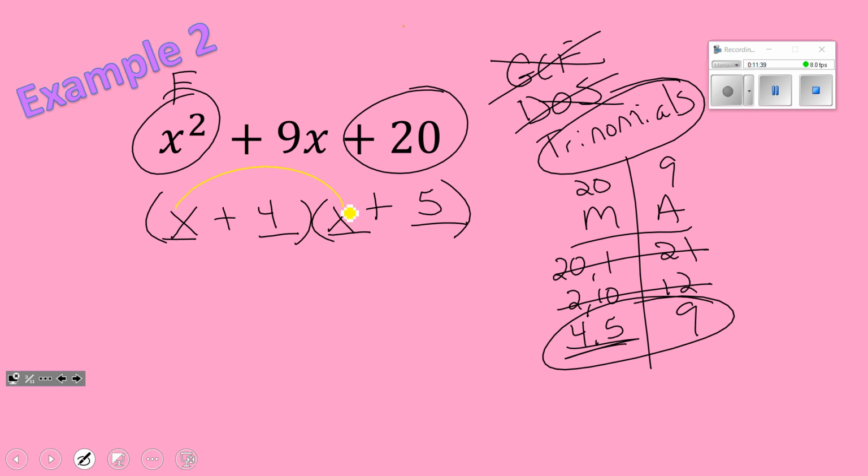So, x times x, x squared, x times 5, 5x, 4 times x, 4x, and then 4 times 5 is 20, and then you can add these and make plus 9x in the middle. So, you have to go down to the stuff right there.